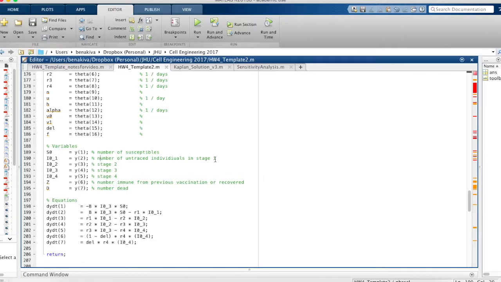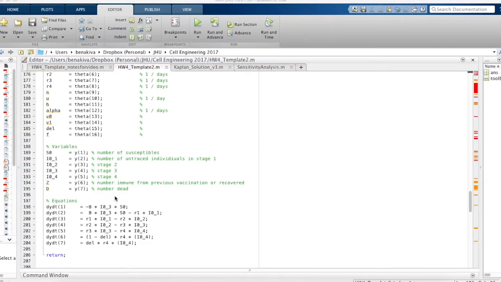So I01 corresponds to the number of untraced individuals in stage 1, and then stage 2, stage 3, and stage 4. So stage 1 through 4 correspond to the different stages of the infection, and again, those are described in the paper, what each of those are. And so in phase 1, we only care about untraced individuals because nobody's been traced yet because the vaccination hasn't started. So that's why we're only concerned with these 4 variables for the number of infected individuals. And then Z corresponds to the number immune from previous vaccination or recovered, and then D is the number dead.